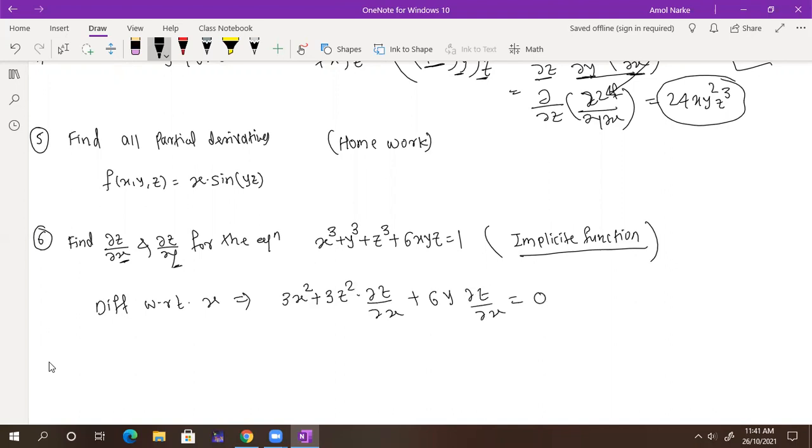And now you can club this term ∂z/∂x, and you can easily find ∂z/∂x as something divided by something. Got it, everyone?